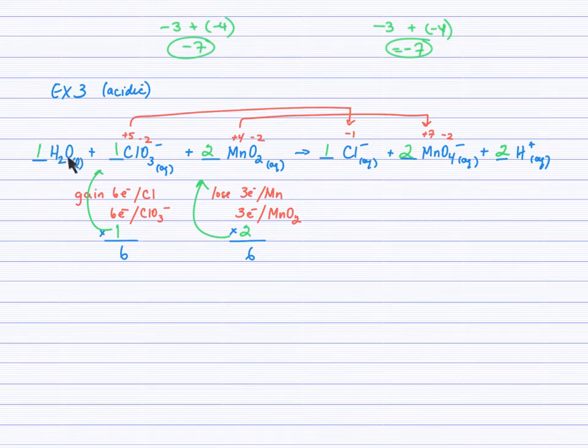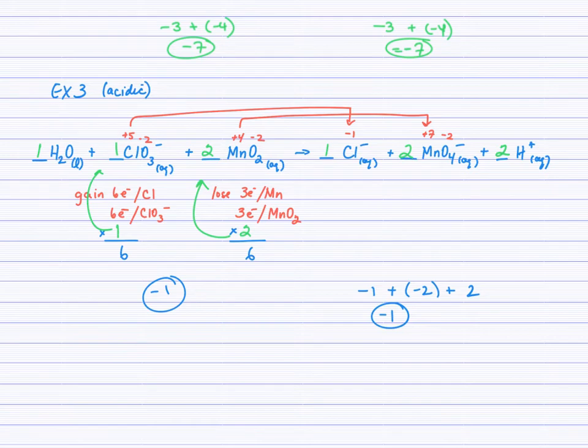Now check charge. Water's neutral, so 1 times that neutral, 0, is still 0. 1 times -1 is -1, and this was neutral. And so we just have a charge of -1 overall on the left side. Checking the right side, 1 times -1 is -1, 2 times -1 is -2, so we've got -1 plus -2, and 2 times +1 is +2. And so we had -1 plus -2 plus +2, and so you'll see when you add these integers, you end up with -1. And so the equation is balanced for charge also.